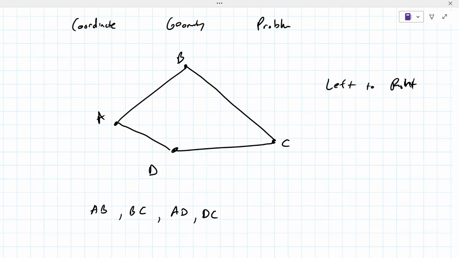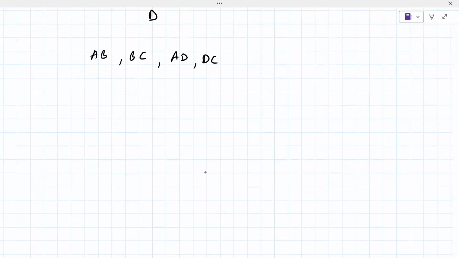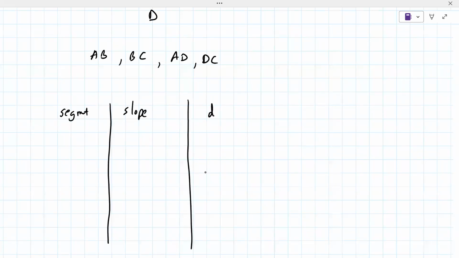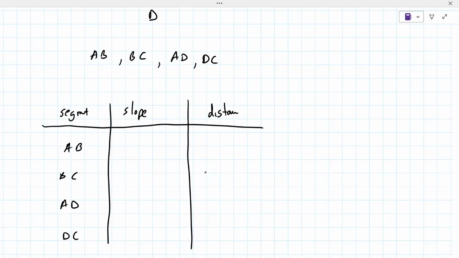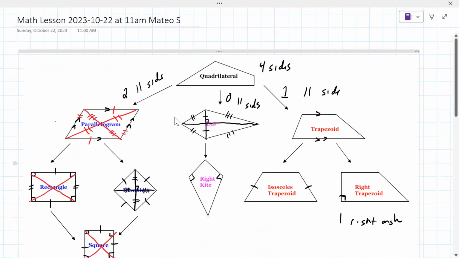There are two things you want to know about each of these. So I'm going to suggest, and that's how we're going to do some problems today, that we write the segment, and then find the slope of that segment, and then the distance. You almost want to get in the habit of doing this for all of these problems, regardless of whether you think you need it or not. It really will save you a lot of effort. This information tells you what the shape is.